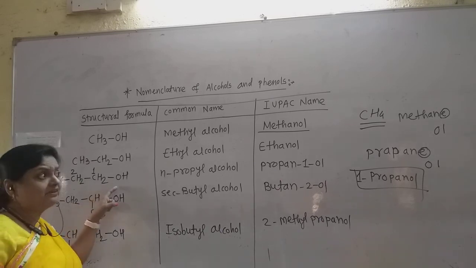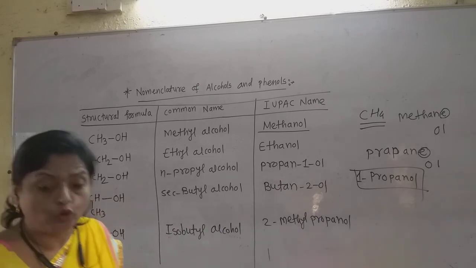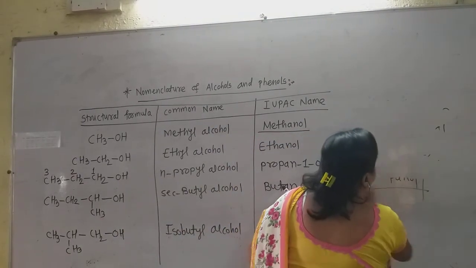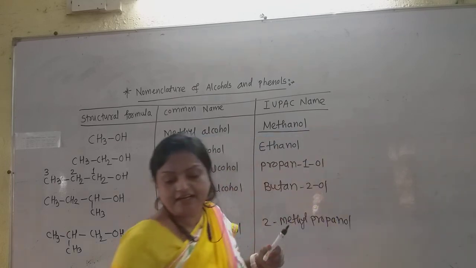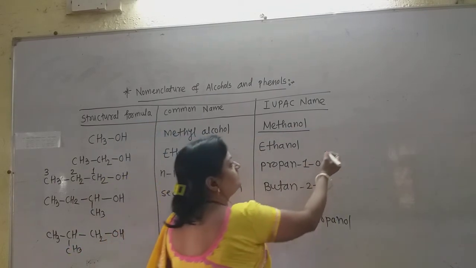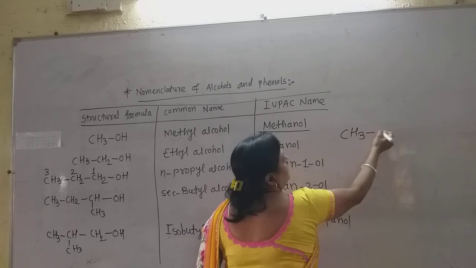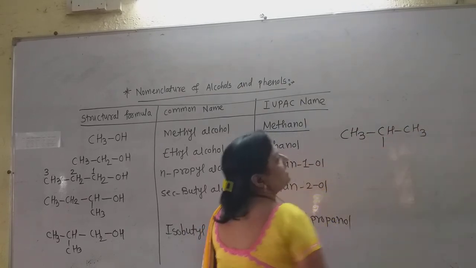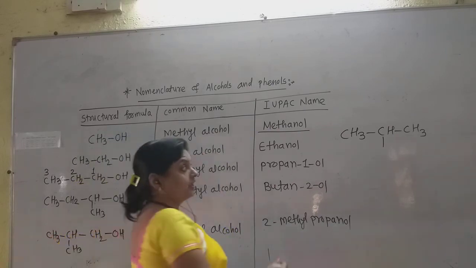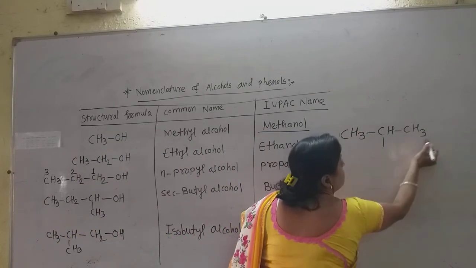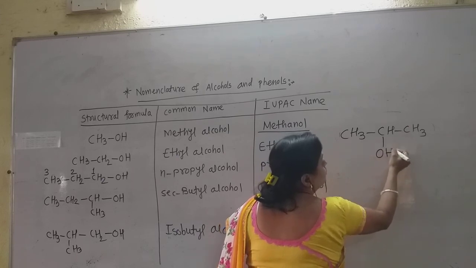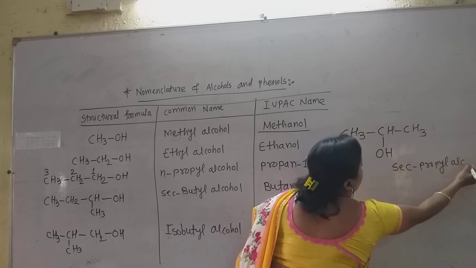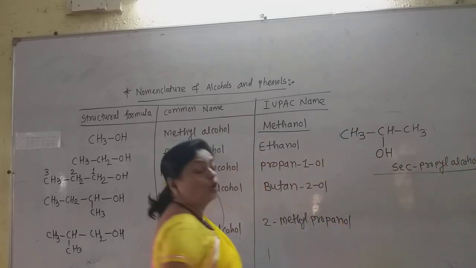Now here the example of secondary propyl alcohol is not given. So see how the secondary propyl alcohol looks. You know very well the secondary propyl group. Which is that? If the OH group is attached to the second carbon having only 1 hydrogen, then such a group is called the secondary propyl group. Now this is the secondary propyl alcohol. Commonly it is called secondary propyl alcohol.